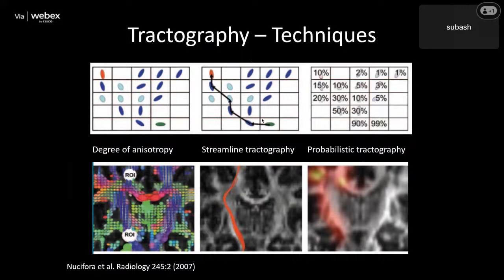Lambda 1 is the largest. These are the ellipsoids. You can look at the lambda 1s here. As and when lambda 1 is increasing, you will go on tracing that path. So it doesn't take 10, 15, 10. It takes 10, then 15, and then it doesn't take 20, because there is a longer lambda 1 at 30. So it will go like this and this, and then the fibers are generated. You can see how fibers get generated on these images.